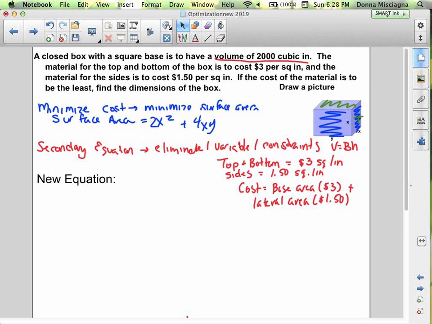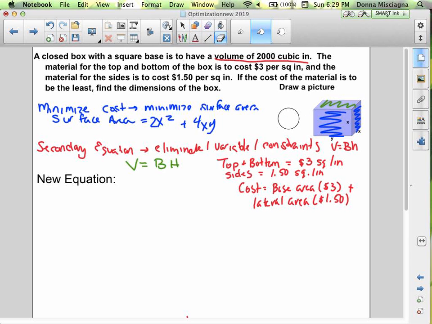All right, so now let's use our secondary equation to get rid of one of our variables. And which should we get rid of? Well, it is the y, and you'll see why right away. The volume of any rectangular prism is base times the height. We know the base of the prism, the top and the bottom. Let me put a T there for top and bottom, and a B for base.